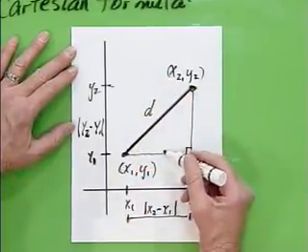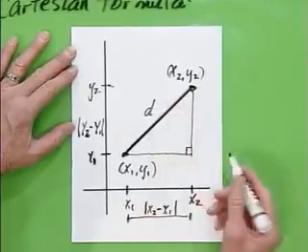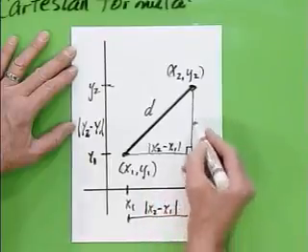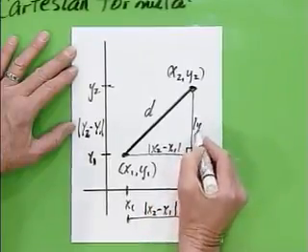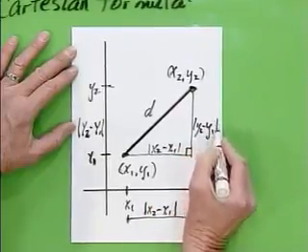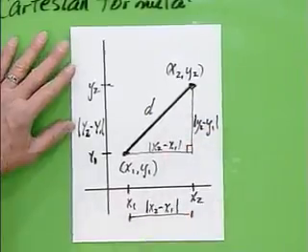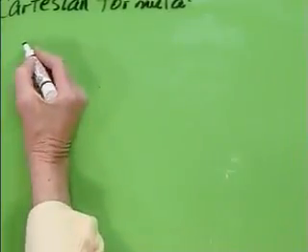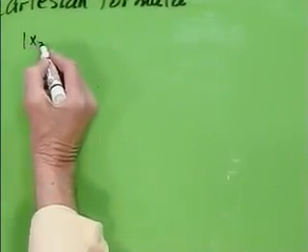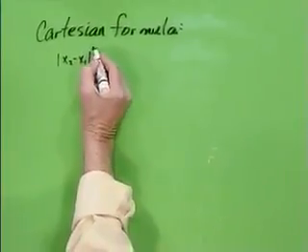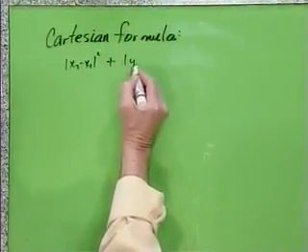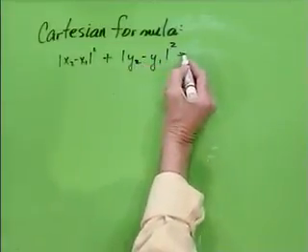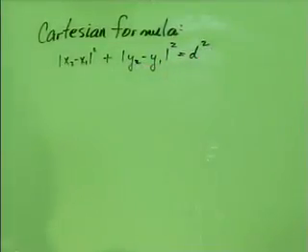Now, if I take the base squared plus the height squared, I get the distance squared. Right here, this is the absolute value of x2 minus x1. Over here, this is the absolute value of y2 minus y1. And so let's work this out now on the green screen and see how that looks. I'm going to take the absolute value of x2 minus x1 squared plus the absolute value of y2 minus y1 squared, and that equals d squared.